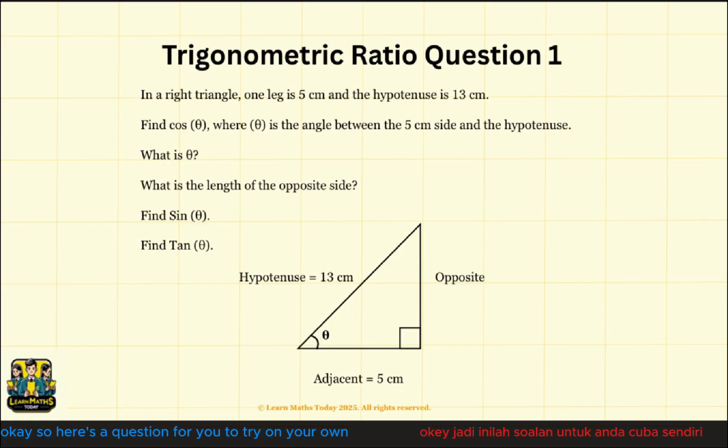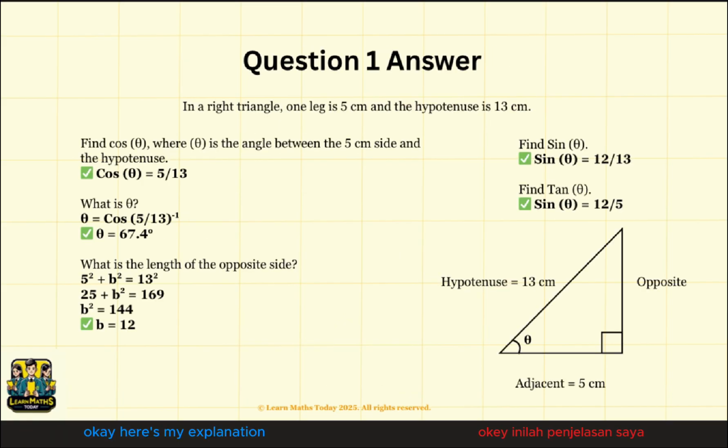Okay, so here's a question for you to try on your own. It's a bit more robust than the example I showed, but using your knowledge of Pythagorean theorem and now sine, cosine, and tangent ratios, you should be able to reason the question out. Okay, here's my explanation for question 1. Hopefully it went well, but I'm going to give detailed explanations to ensure everyone understands.